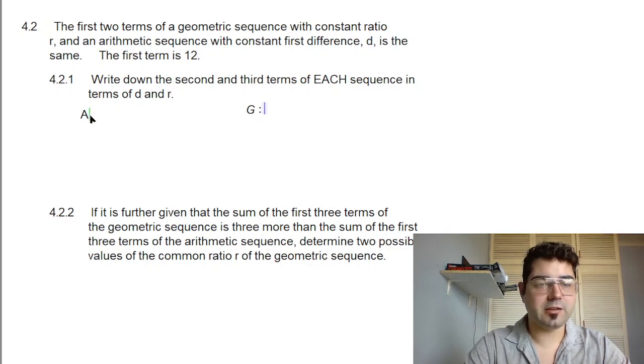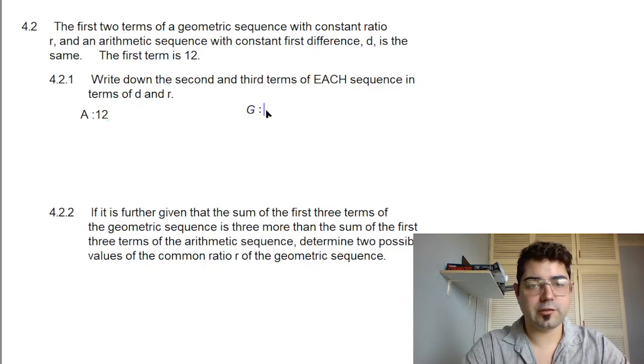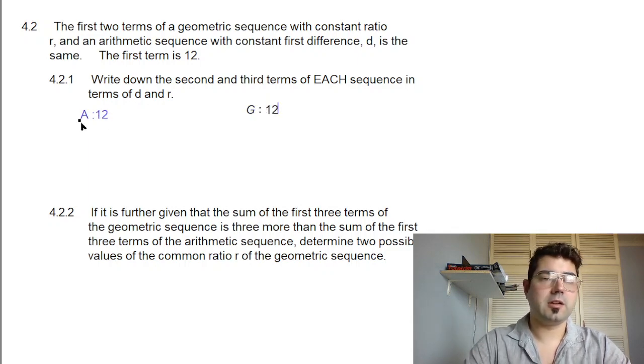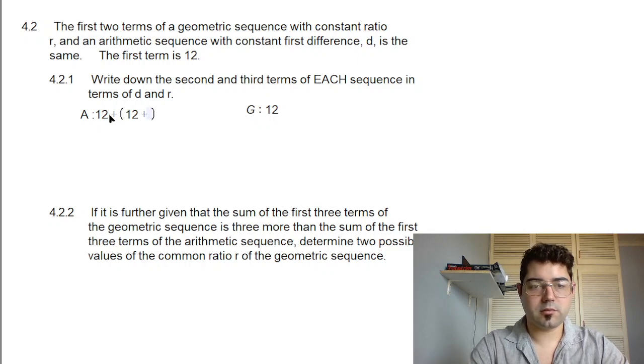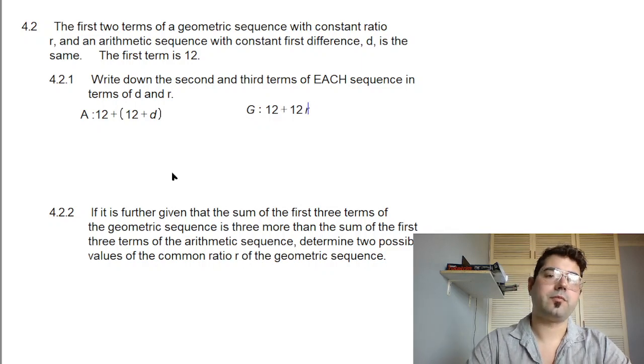The arithmetic sequence has a first term of 12, and so does the geometric sequence. Then there's some unknown difference, but we do know that with an arithmetic sequence, we're going to be adding the difference, some unknown difference. That's going to be our second term. For the geometric sequence, we multiply by some unknown ratio, so this is going to be 12 times r. And that's what we know so far.